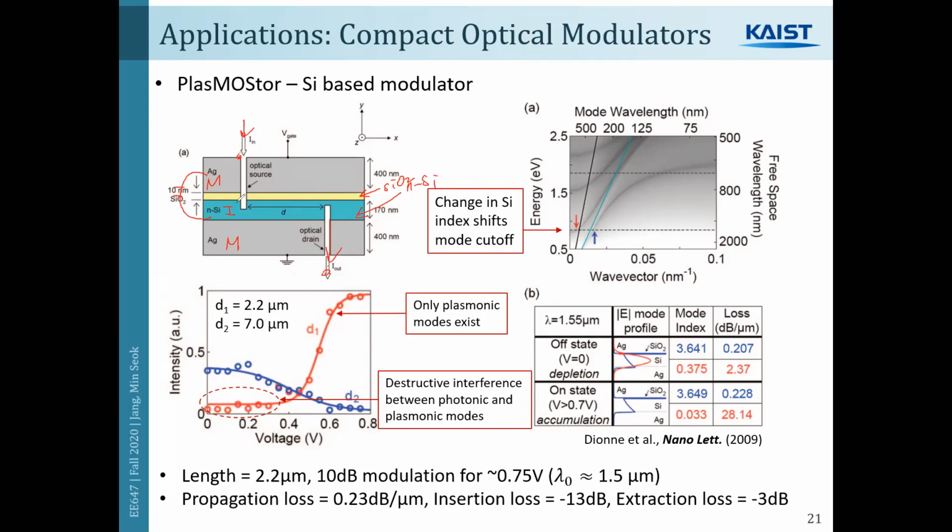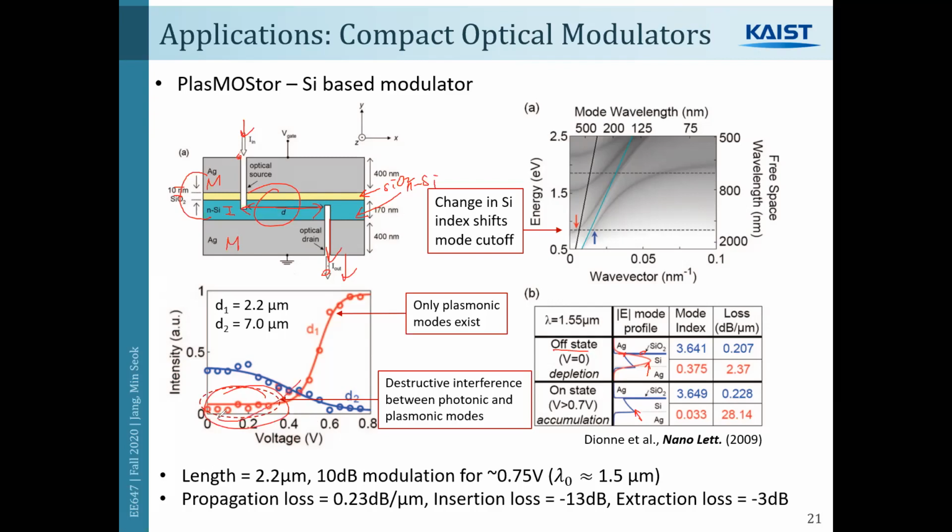So the idea is simple. Here, in the waveguide, you have two modes. One is this blue mode, the plasmonic mode. And the other is this red mode, which looks like a photonic mode. So you have two modes. When in the off state, which means no gate voltage is applied, both modes exist. And if you set the distance d right, these two modes destructively interfere with each other, so you have almost zero output.